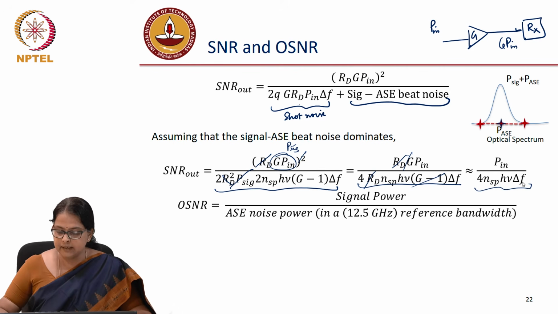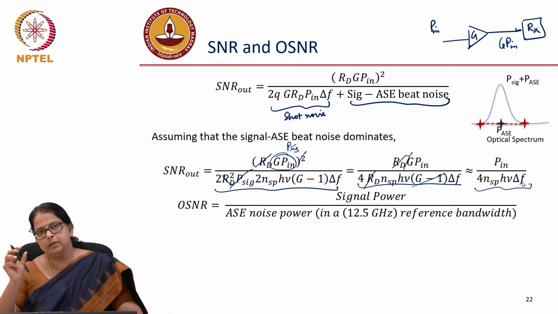Now OSNR is signal power divided by noise power. Now the question is, when you do noise power, what is the bandwidth?